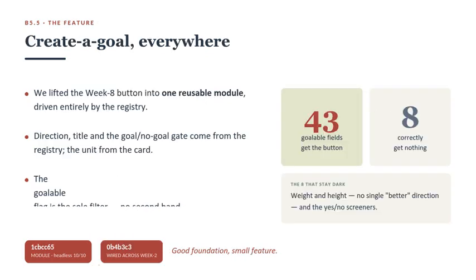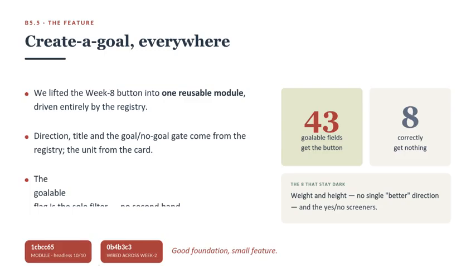So the feature, and here's the payoff of doing all the foundation first. The real feature was small. We took a proven button from one page, pulled it into a single reusable piece, and made the real read everything from the registry. The single direction is better. What the unit is, what the repo reps or seconds, and switch it across the whole two weeks assessment.